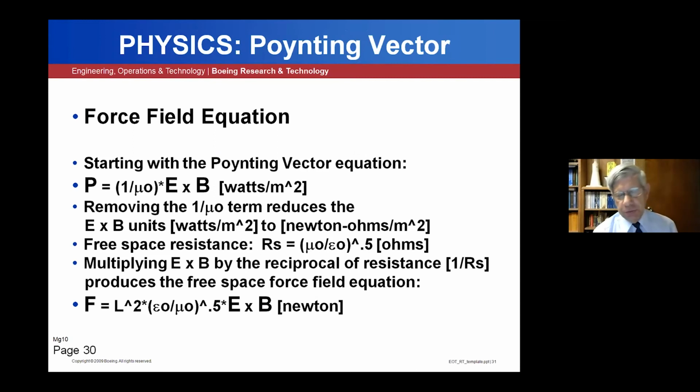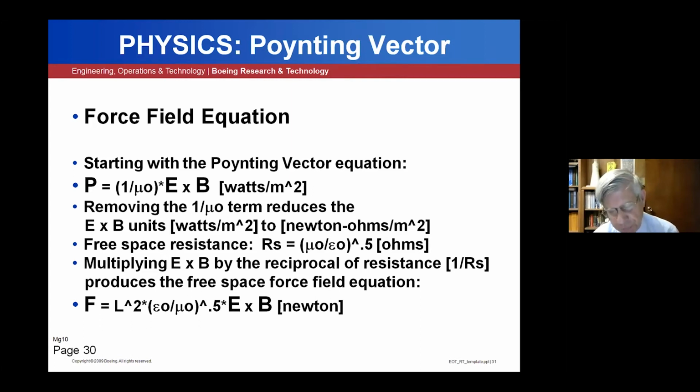Okay, next one is we need a force equation to do our work. So this one I started with the Poynting vector, which is E cross B, which gives power density, watts per meter squared. And because the force vectors and that power, energy, and all that are all fairly close, basically it's just a change of constants.